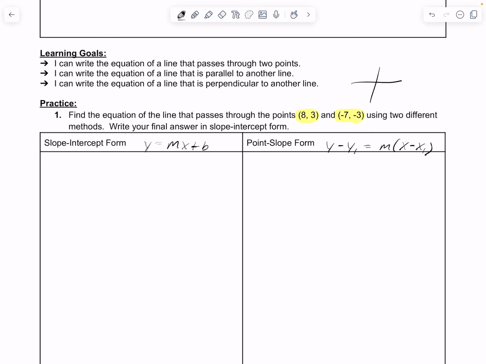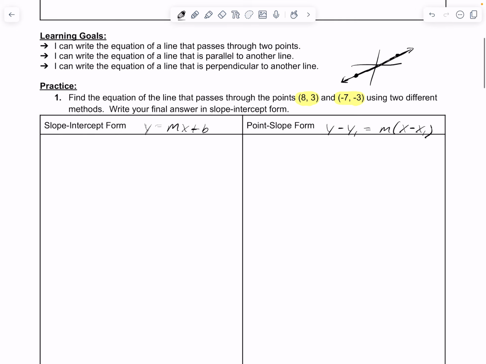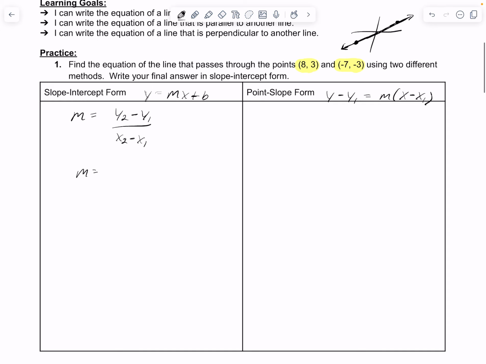If you were to sketch it, you have 8, 3 somewhere over here, and -7, -3. So the idea is there's some line that connects these points. So we're going to find the slope of that line using our slope formula, which is the change in y over the change in x. All right, so I'm going to write down the change in y is -3 minus 3 over -7 minus 8. That's the change in the y over the change in the x.